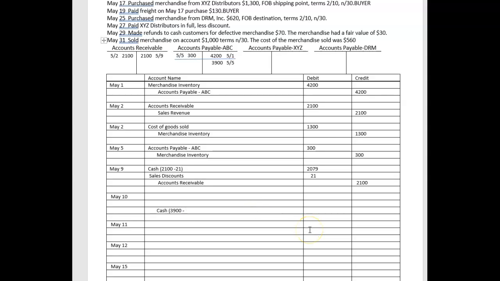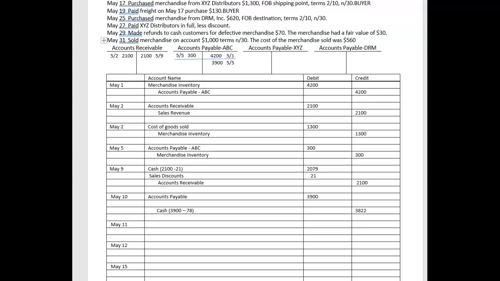A 2% discount of $3,900 is $78. So the amount of cash will be $3,900 minus $78, which is $3,822. So that is going to reduce or credit the cash. And the amount owed is $3,900, so there's no longer a liability, so we're going to reduce or debit accounts payable for the full $3,900. And the difference there is the discount.